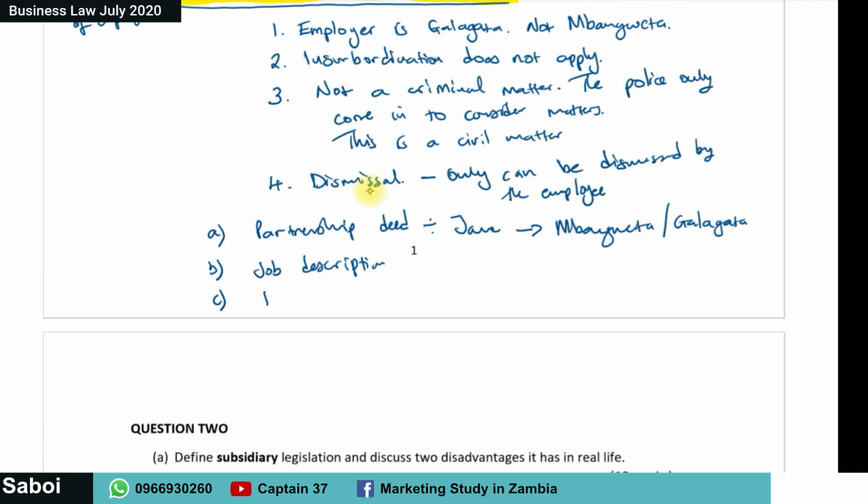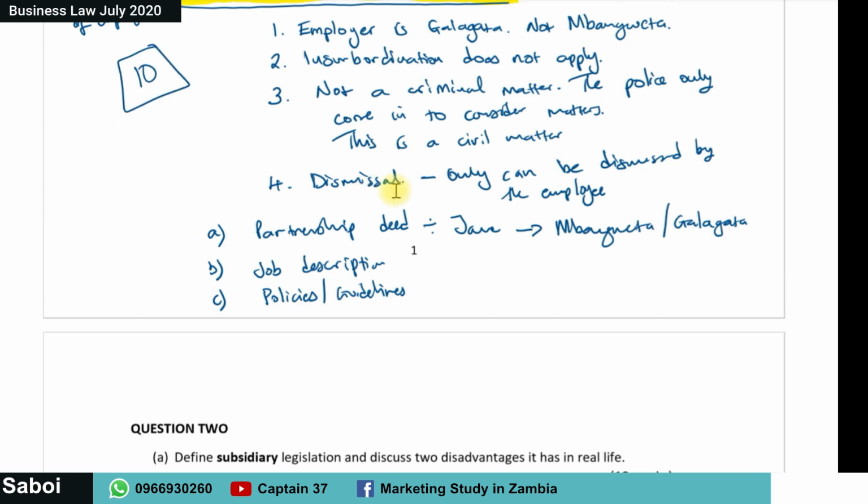Number C, there must be policies, including company or business guidelines, because you just can't walk up to someone and because they refuse to give you money, you fire them. There must be a provision for warnings, a provision for having disciplinary hearings so that both sides of the story are considered. So these are some of the ways in which you would resolve this particular issue. 10 marks for you.